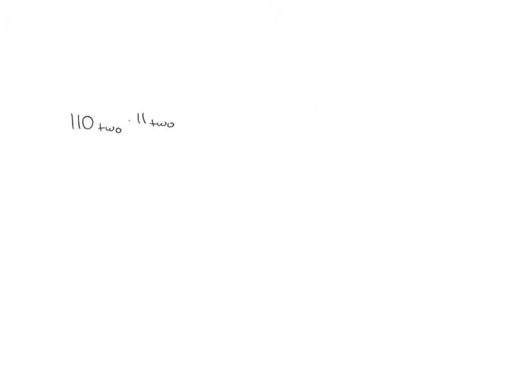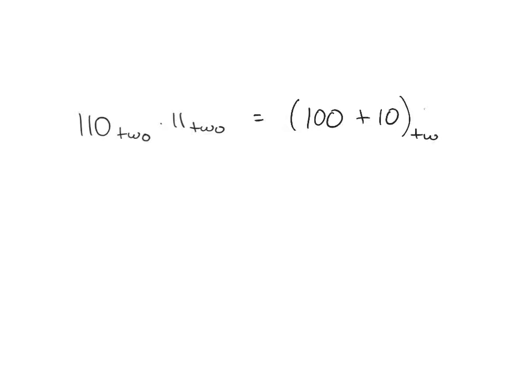Okay, on this problem we've got 110 base 2 times 11 base 2. So we'll do this one first, and then we're going to do one that doesn't have numbers in it. On this one, I'm going to split up the 110 and make it 100 plus 10 base 2. If you look at this, 100 plus 10 is the same as this.